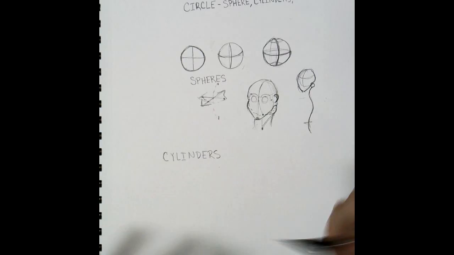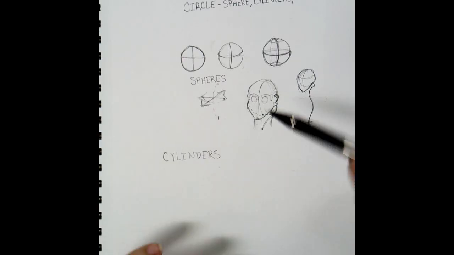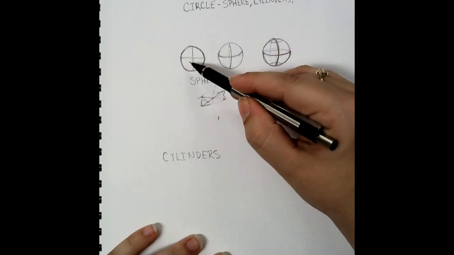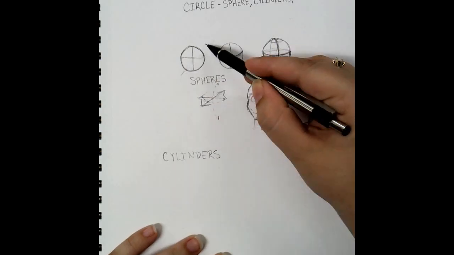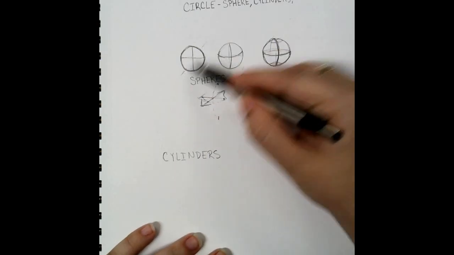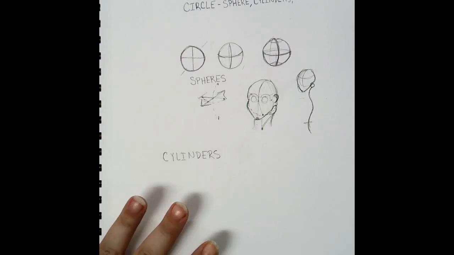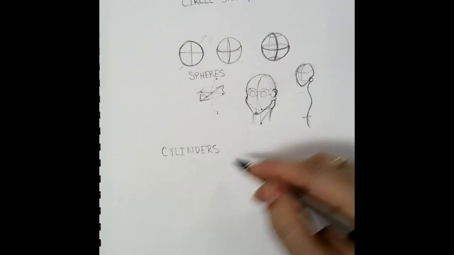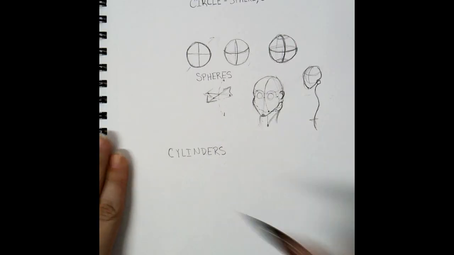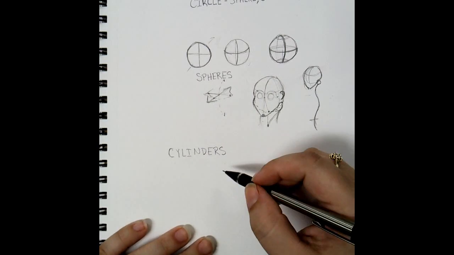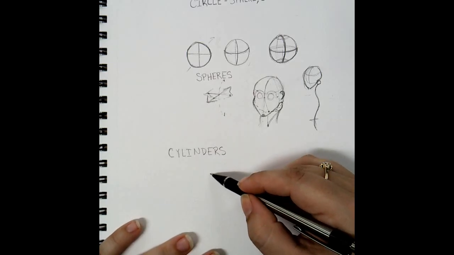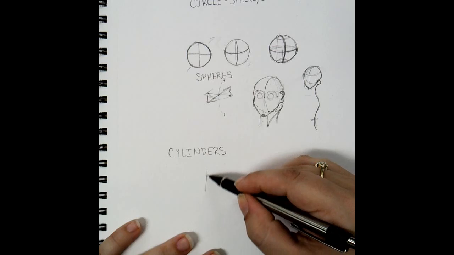So a cylinder also starts with a circle. However, the circle is elongated. We're going to stretch it equally in two directions to begin forming an ellipse. So an ellipse differs from a circle in that it's stretched, and they're a little bit easier to draw even.